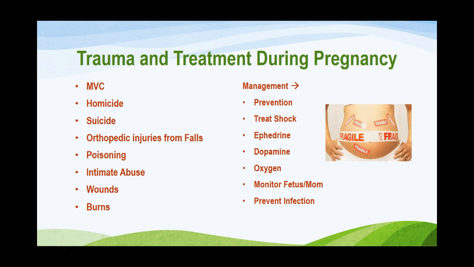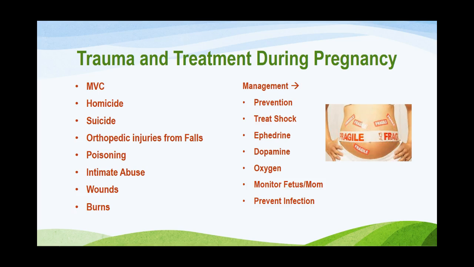So motor vehicle crashes can cause direct blunt force trauma to the abdomen, and we know that can cause placental abruptions. People with placental abruptions tend to hemorrhage, and the babies tend to experience asphyxiation due to uteroplacental insufficiency. So these individuals will die very quickly if they are not managed fast and appropriately. Homicide, obviously, that's not a good outcome for mom or baby. Suicide, same thing.